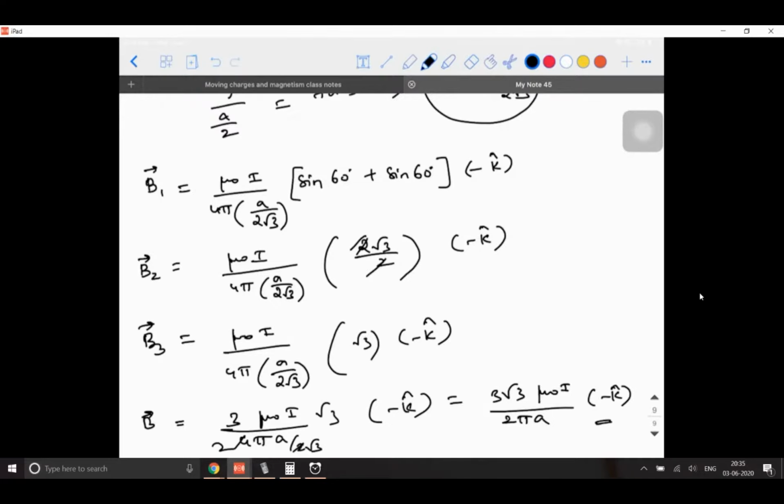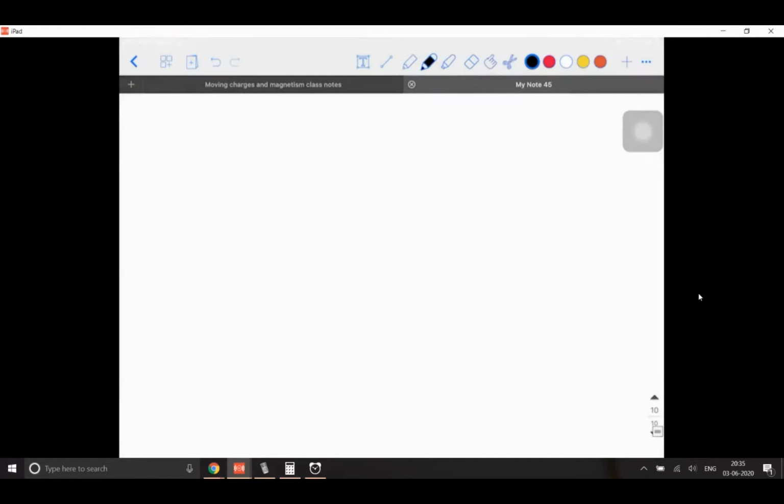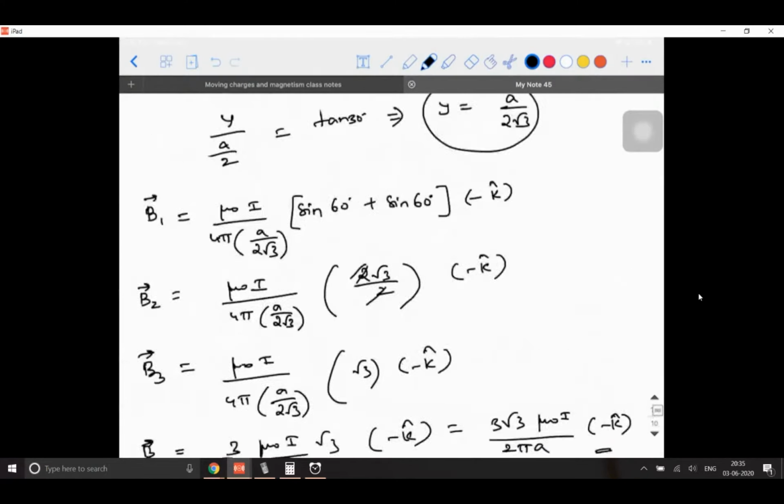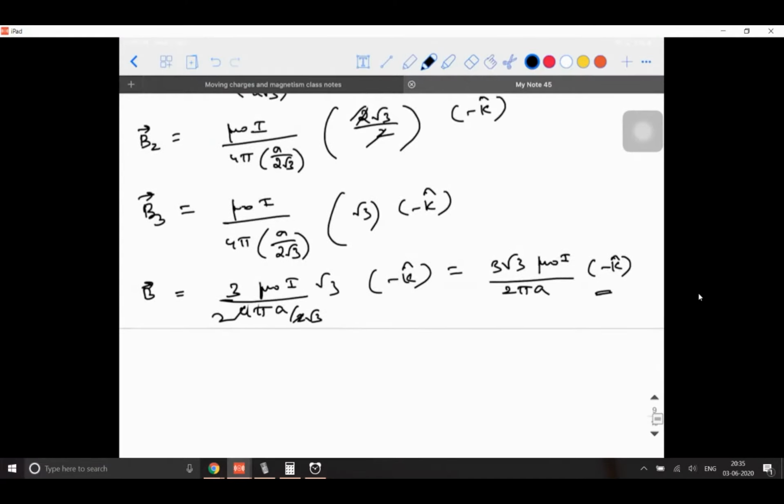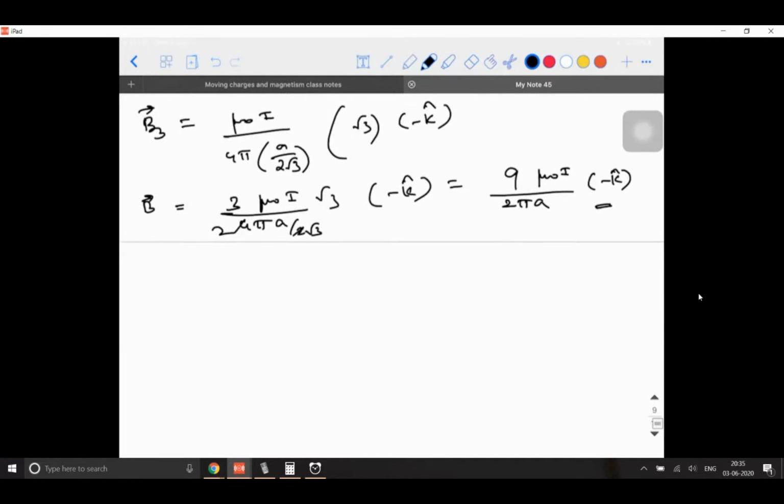Sir, can you explain how the distance is a by 2 root 3? So it's 9 by 2 pi. 9, huh? Why is that? Oh, this root 3 is there. Sorry, I missed it. Thank you. 9 mu naught by 2 pi.